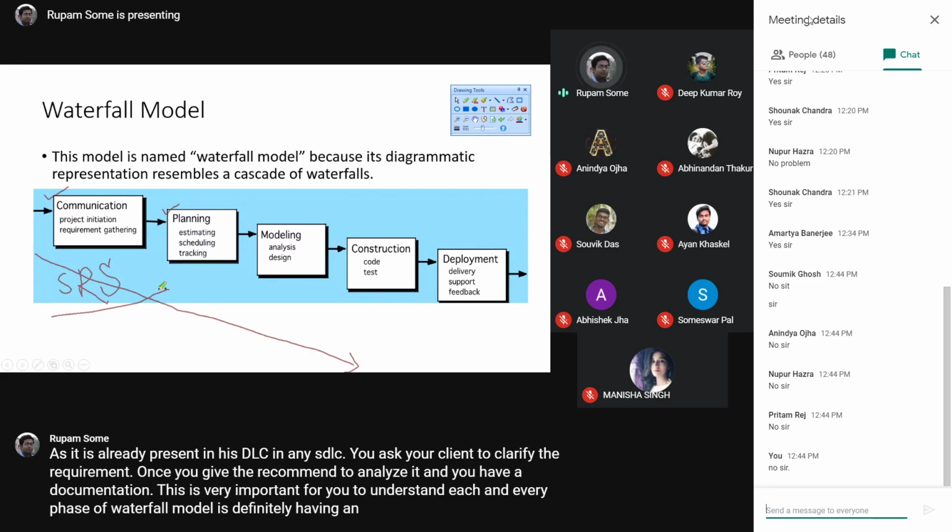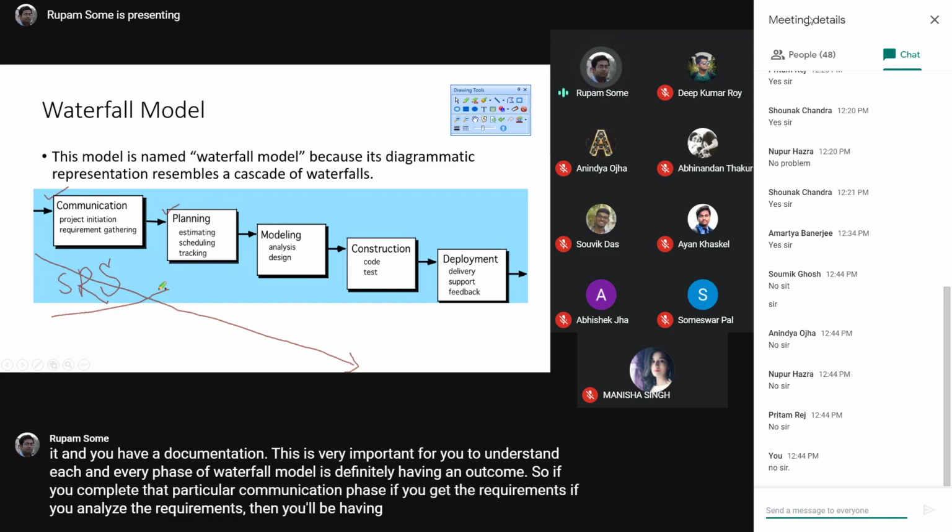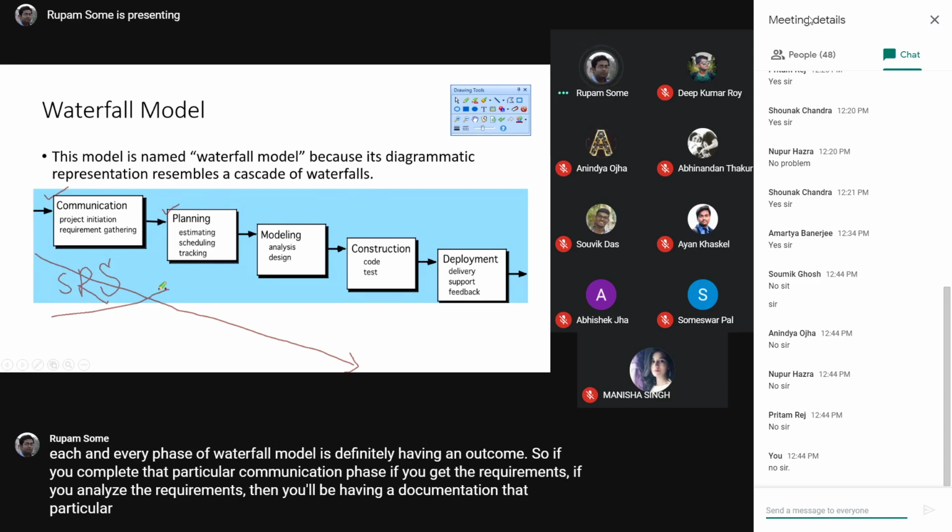There is a specific format for writing SRS. You'll be clarifying it, and you have to let your client know that these are the finalized set of requirements. I'm going to work against this. If you finalize this, I'm going to work against these particular requirements.